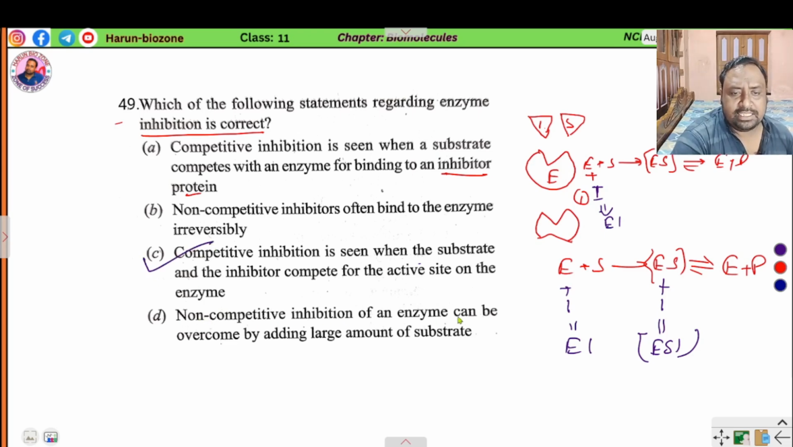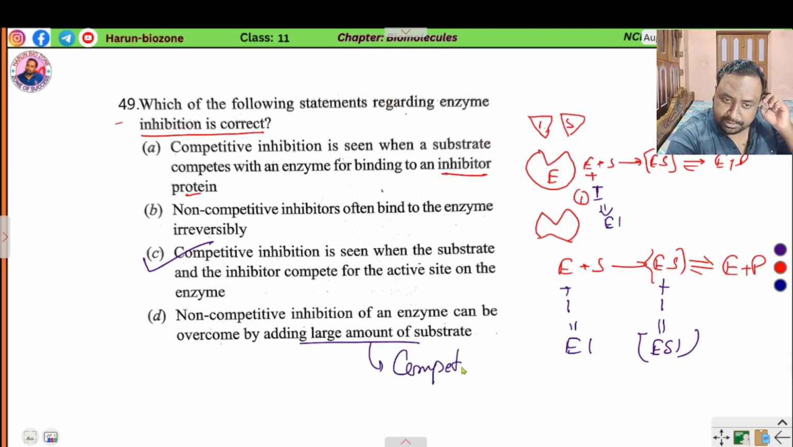Non-competitive inhibition of an enzyme can be overcome by adding more substrate. This is competitive, not non-competitive. In competitive inhibition, the enzyme inhibition reaction is reversed by adding a larger amount of substrate to the enzyme reaction.